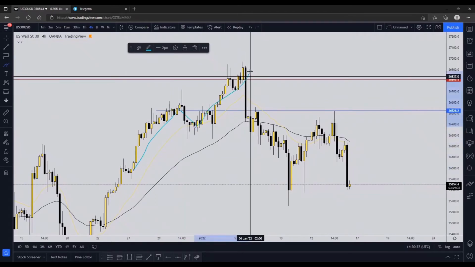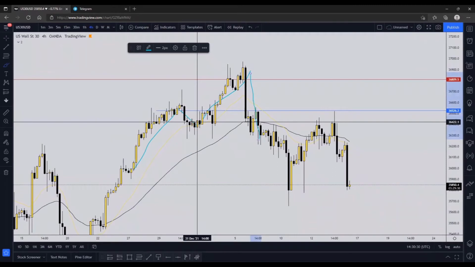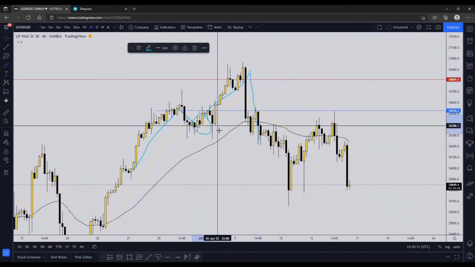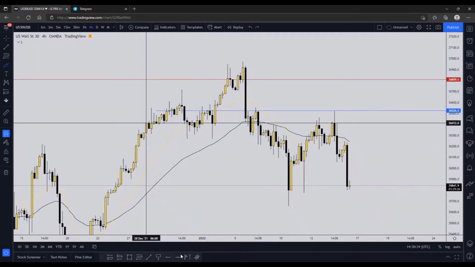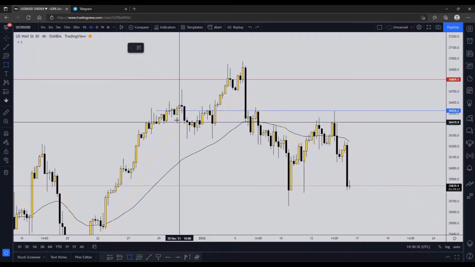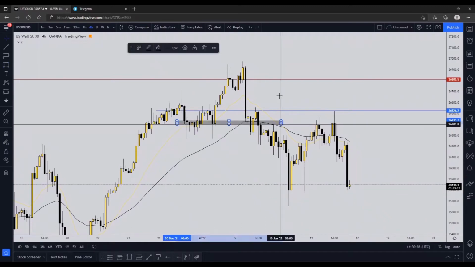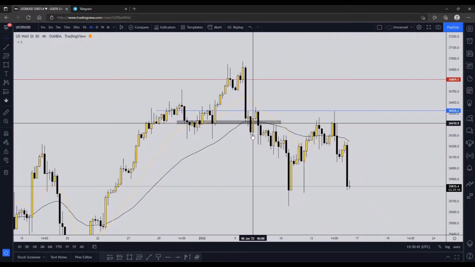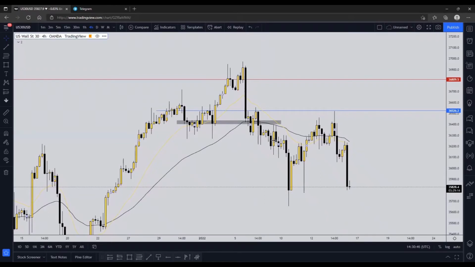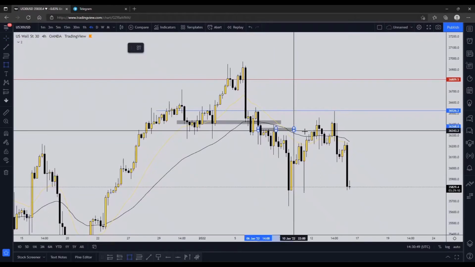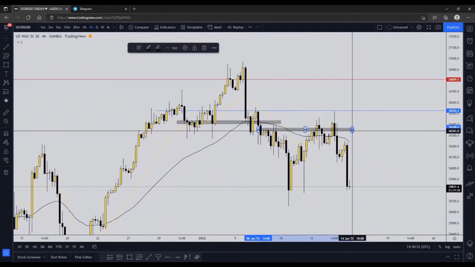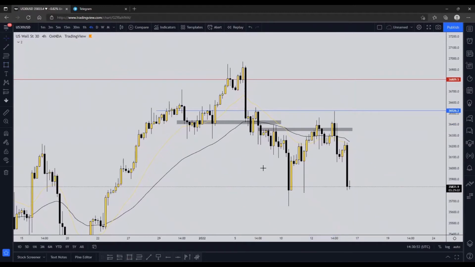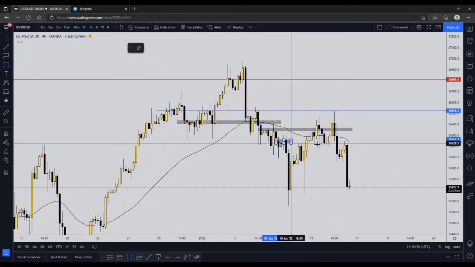So now what's happened is we've broken this level of structure. Let me highlight this with this tool. Here you can see we've broken this level of structure, so now we're only going to look for sells. Since we're looking for sells, there's mini structure here. Let's keep this. There's mini structure here, which looks respected, and there's further structure down here.